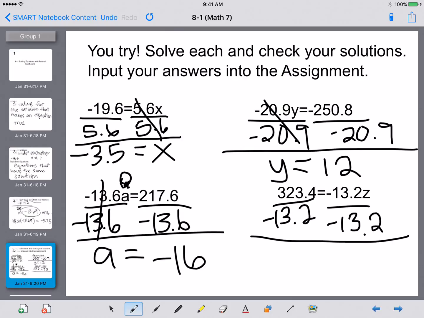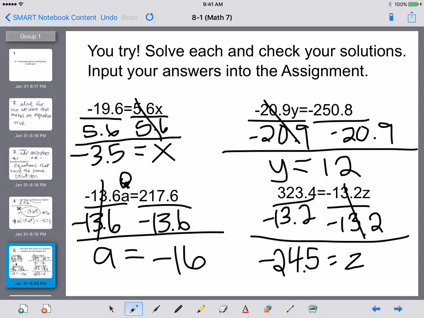I know it's going to be a negative, because when you multiply or divide, negatives come in pairs. And we get negative 24.5. Bring down your equal sign. Your 13.2's cancel out, and you get z equals negative 24.5.